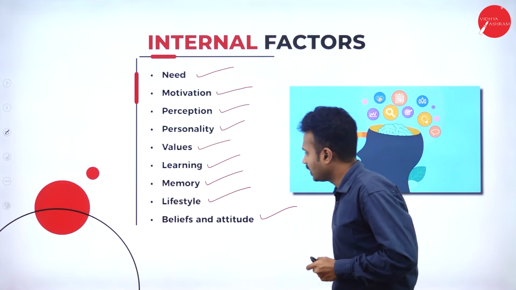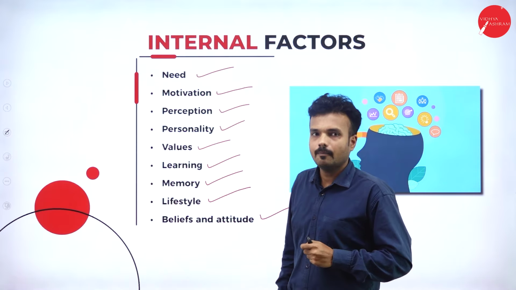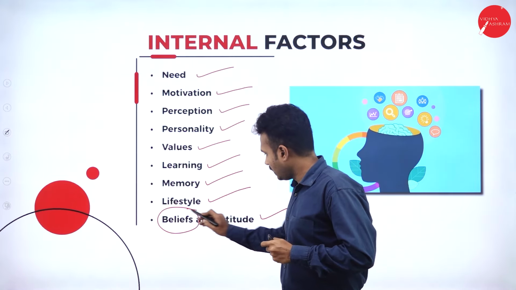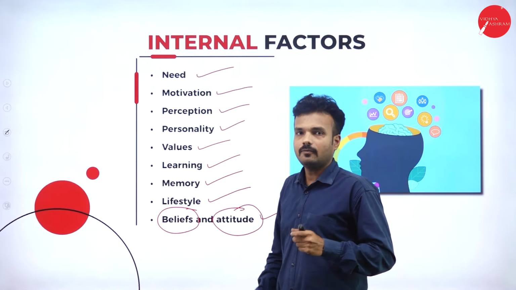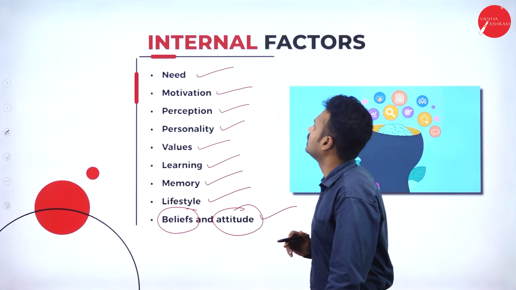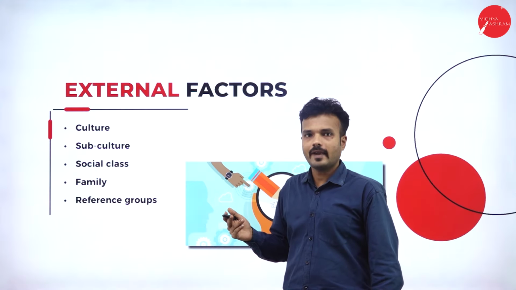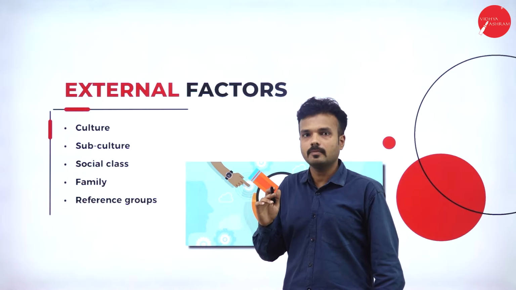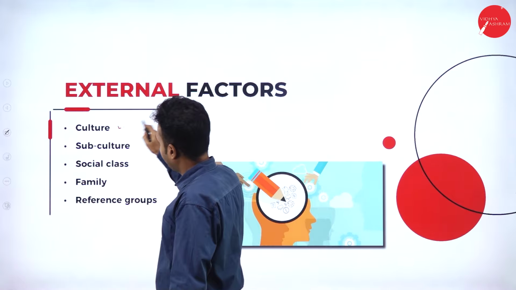Beliefs and attitude. These are the internal factors that influence the individuals towards the purchasing decision, where the beliefs and the attitude are completely different from one another. So, it varies from one group of people to another group of people. External factors. External factors are the external environmental factors that affect consumer behavior, which affect the consumer to make the purchase decision. The first factor is culture.